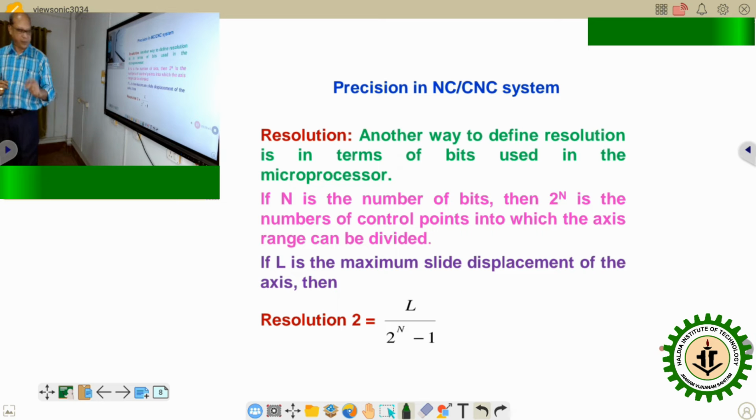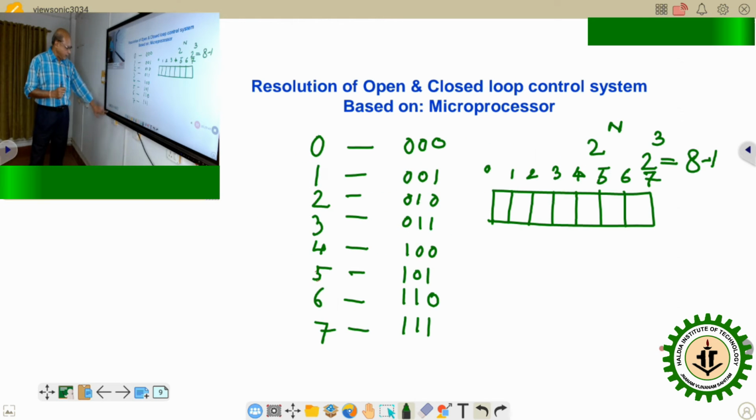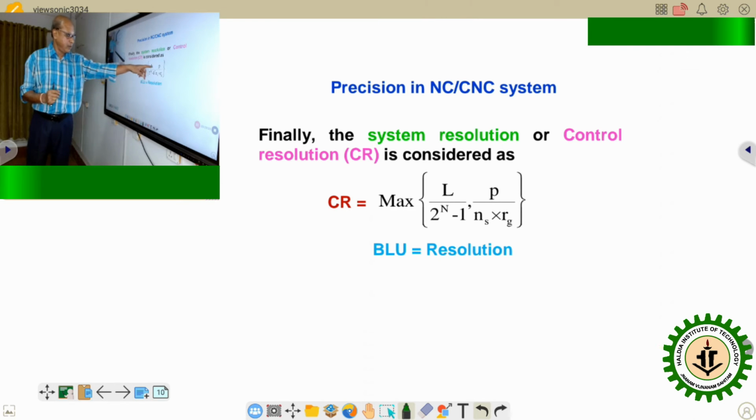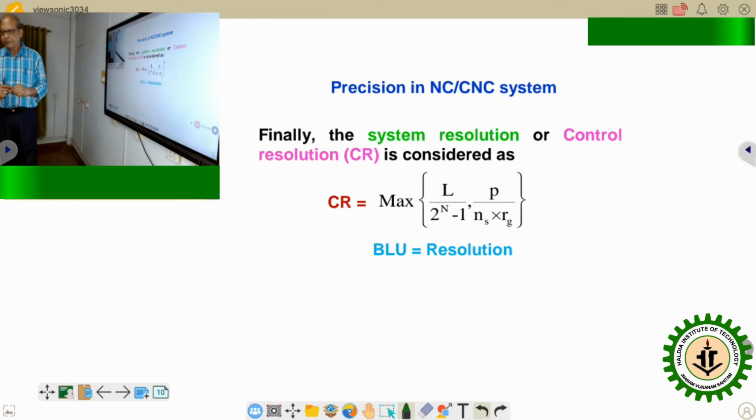Which one is maximum? That is why the final resolution, or the control resolution, is defined as the max of L by 2 to the power n minus 1 and P by Ns into Rg. Just let me give you another example. Suppose you are told to imagine or calculate without taking any pen, pencil or calculator, what is 1 by 100?